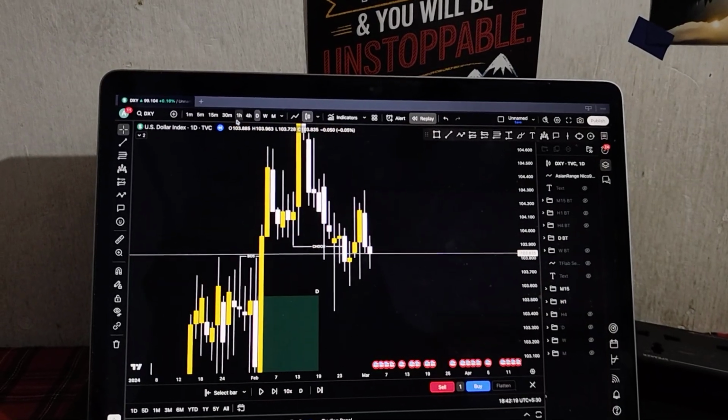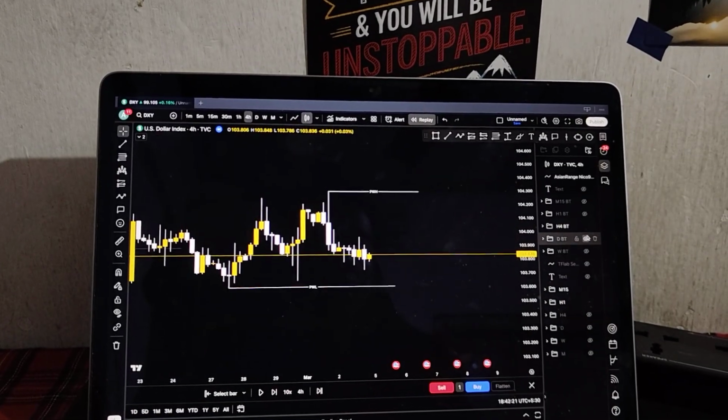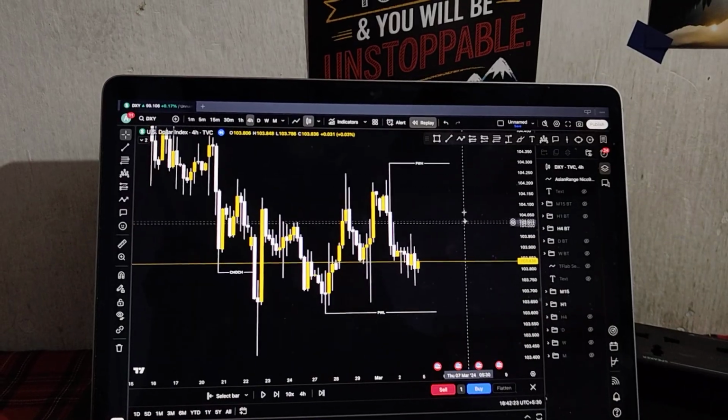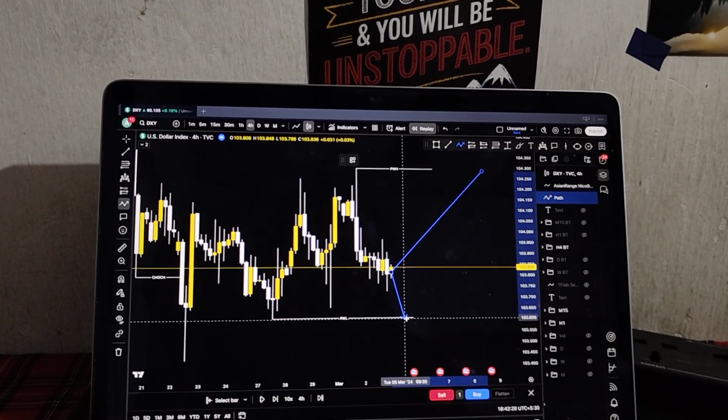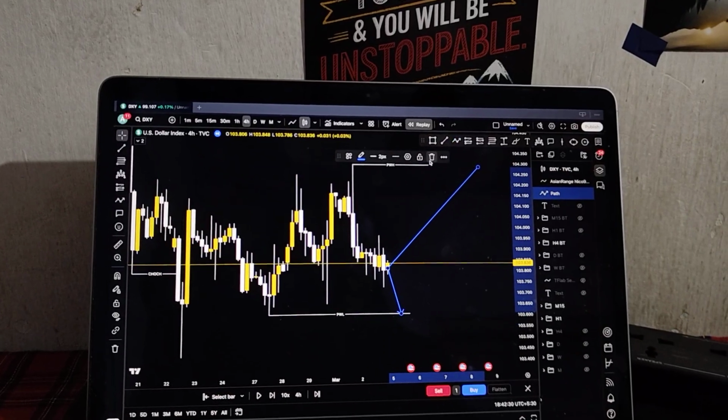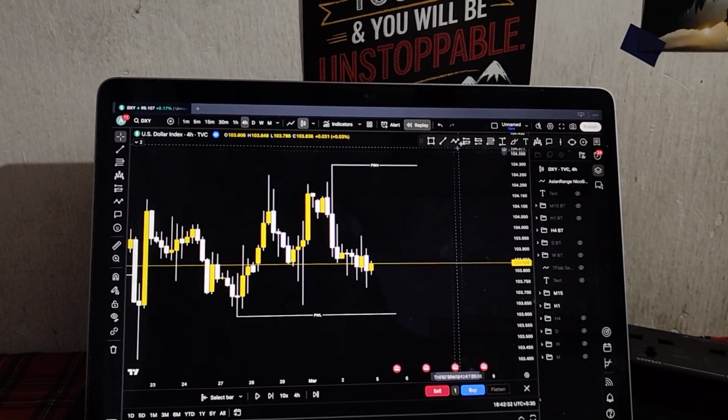So on DXY, I'm looking for sells. Obviously I go down to the 4-hourly, and I have shown you, right? The previous week high was taken on GU, whereas the previous week low is not taken yet on DXY.